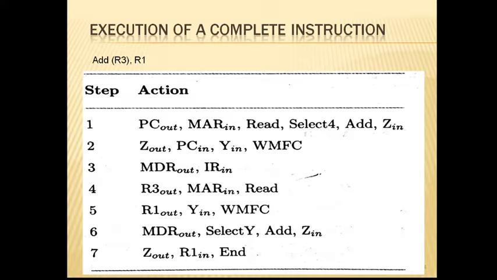Step 3 is MDR out, IR in. The word that is fetched from the memory is loaded into the IR. Whatever data is stored in the MDR register, that value will be moved to IR. What is IR? It is the instruction register. What is the function of IR? It stores the instruction that is currently being executed. So what is the data in MDR out now? It is the entire instruction, and this entire instruction is moved into IR. Hope you are understanding.